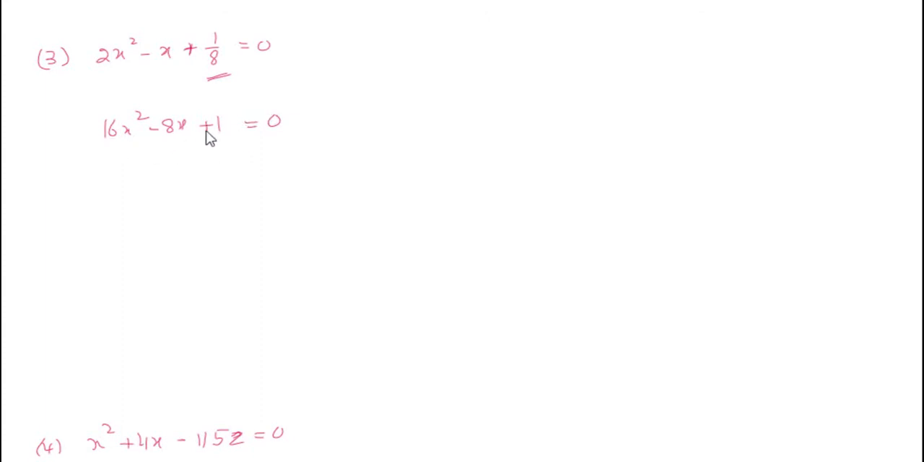Now 16x square and here plus 1. So a equal to 16, c is equal to 1. So ac is equal to 16. Now ac is plus 16. So the product of a and c is plus. Now if you split this into two factors, here we can split as 4 into 4. If you multiply 4 into 4, it is plus 16, but when you add, you need to get minus 8.